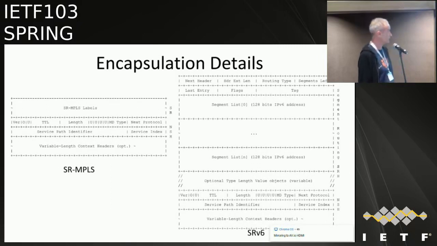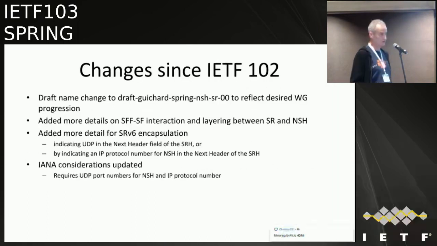So, changes since 102: we changed the name because we think Spring is the right working group. We added more detail on the SFF to SF interaction and the layering between segment routing and NSH. We added more detail on the SRv6 encapsulation, which is basically indicating UDP in the next header field, so we need a UDP port, or indicating an IP protocol number for NSH. Both of those are requested in the document from IANA.